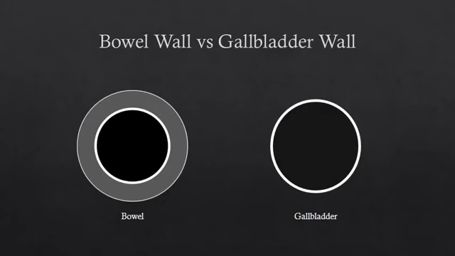If we want to look at that with a graphical representation, we have the bowel on the left and the gallbladder on the right. Again, the bowel has a hyperechoic outer serosal layer, a hypoechoic middle submucosal layer, and an inner hyperechoic mucosal layer, where the gallbladder has a single hyperechoic layer.